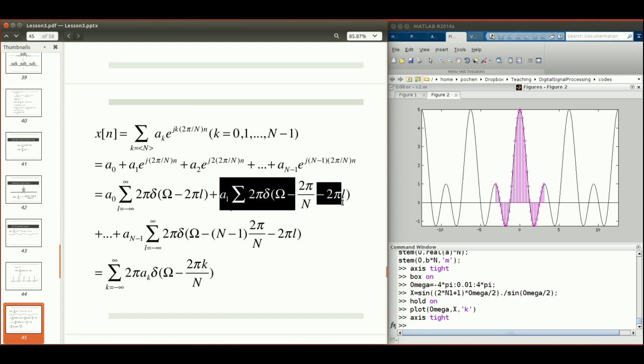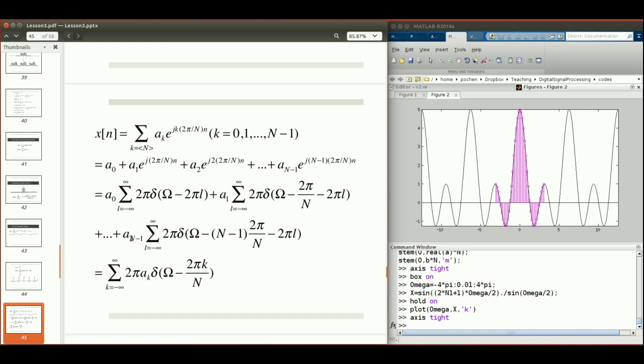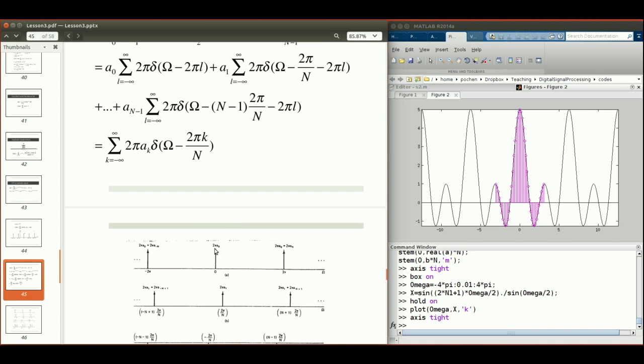And then this is the first term, and then this is big N subtract one's term, right? So in total, you have big N of these impulse trains. You are basically superposing this many impulse trains, right? So graphically, it looks something like this. The impulse train from the first term is going to look like that, separated by 2 pi, but the zeroth impulse is located at big omega equal to zero, right?